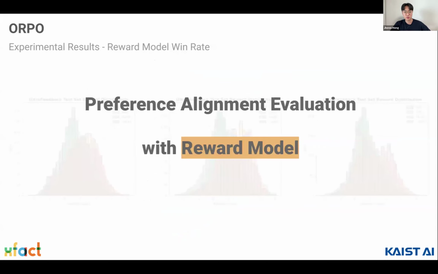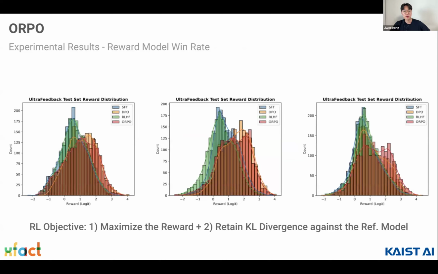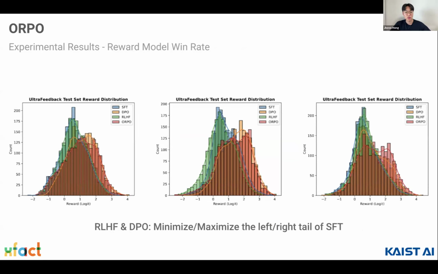Also, we tried the alignment evaluation with the reward model. So this reward model is solely trained on the Ultra Feedback, like no other data. So if we do the RLHF or DPO, we are kind of pursuing for the RL objective of maximizing the reward and retaining the KL divergence against the reference model. So we don't want the model to diverge to some degraded collapsing model. So by applying the RLHF and DPO, we want the distribution here, the SFT distribution, which is the blue one, to be moving toward the right side to maximize the reward.